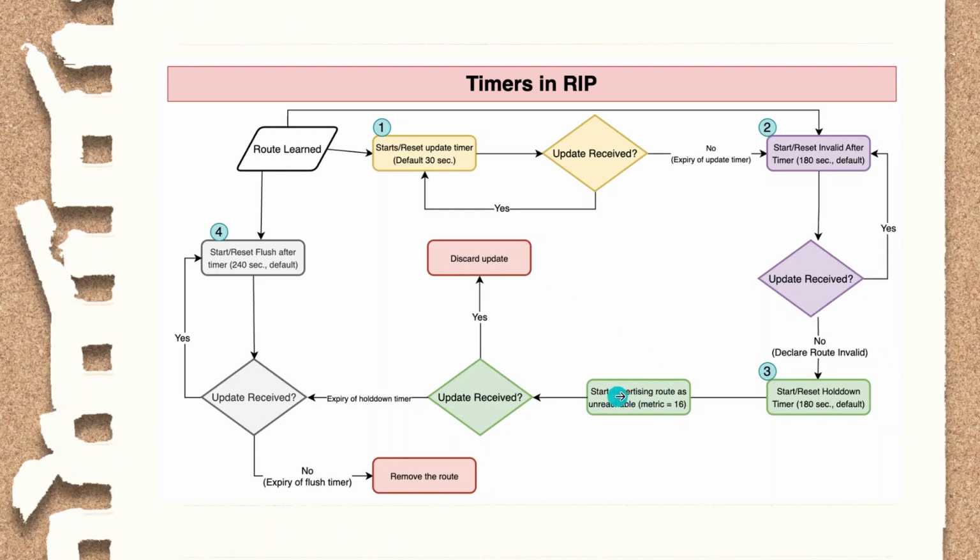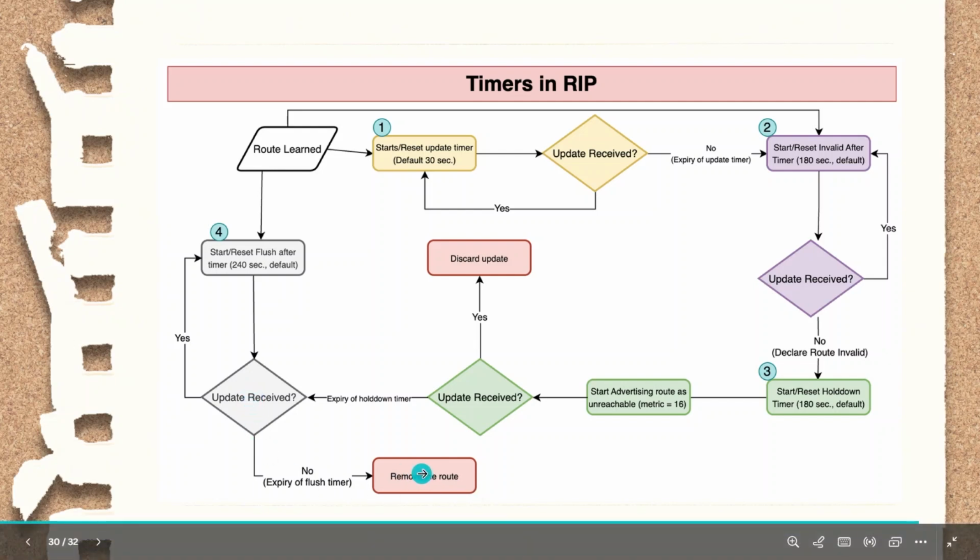While we are advertising it as a withdrawn route, if we receive some update regarding that particular route, we'll discard it, because obviously we are marking it as unreachable. Then after the expiry of the hold down timer, we will flush that entry. If we didn't receive any update, then we'll remove the route.